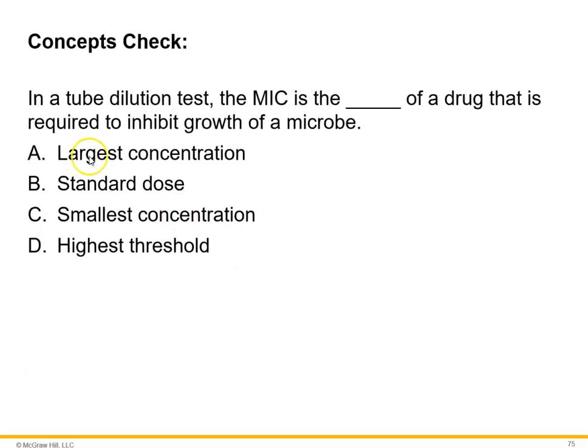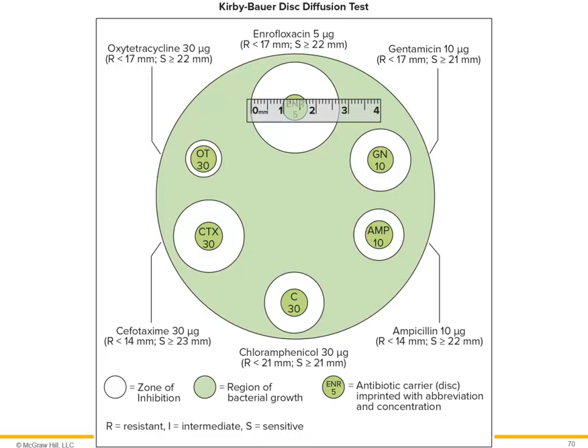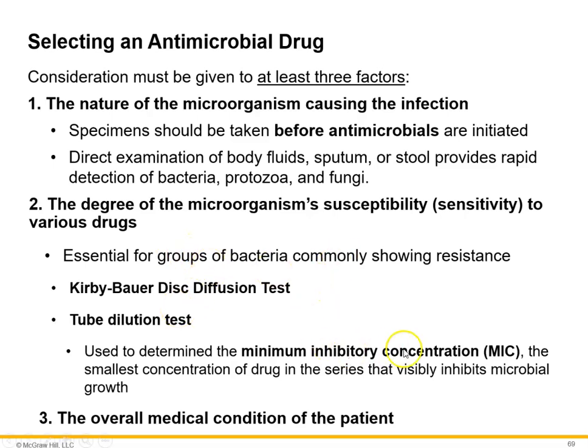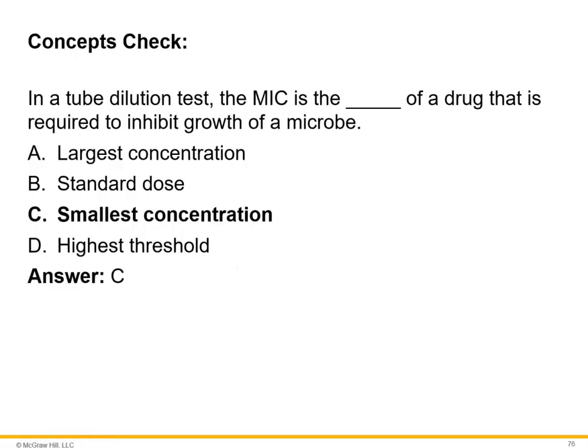Okay, final question. In a tube dilution test, the MIC is the blank of a drug that is required to inhibit growth of a microbe. Is it A, the largest concentration, B, the standard dose, C, the smallest concentration, or D, the highest threshold? Well, if you go back, we're looking for the MIC, and we said the MIC is the minimum inhibitory concentration. That is the smallest concentration of drug that visibly inhibits microbial growth. So the answer is C, the smallest concentration.